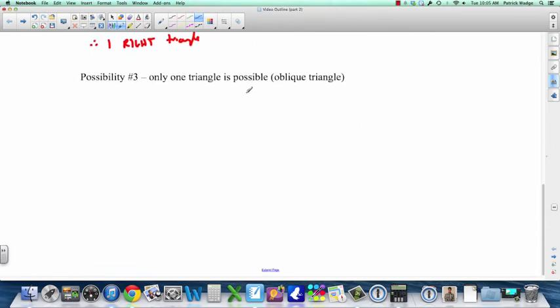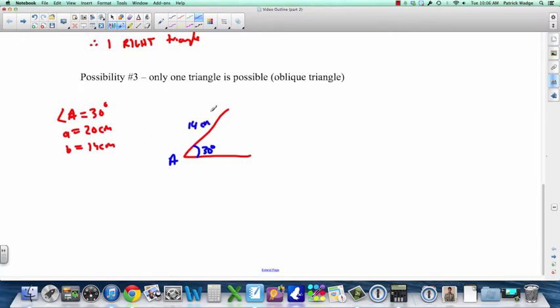Possibility 3, only one triangle is possible again, but this time it's not a right triangle, it's an oblique triangle. So let's take a look at that one. That would be something like angle A is 30, doesn't have to be 30, I just did this to make my life easier. A is 20 centimeters and B is 14 centimeters. So hopefully you're getting the idea. I draw it like this. I put the angle we know down here, which is 30 degrees. This side can't be A, it has to be B, which is 14 centimeters.